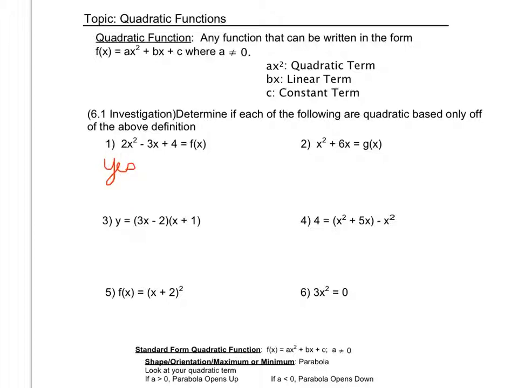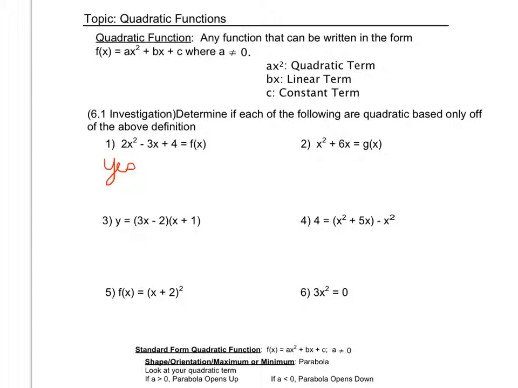If I needed to identify my terms, which you will do on your worksheet, I would say that my quadratic term is 2x squared and the coefficient of my quadratic term is 2. My linear term is negative 3x, and the coefficient of my linear term is negative 3. My constant term is 4.